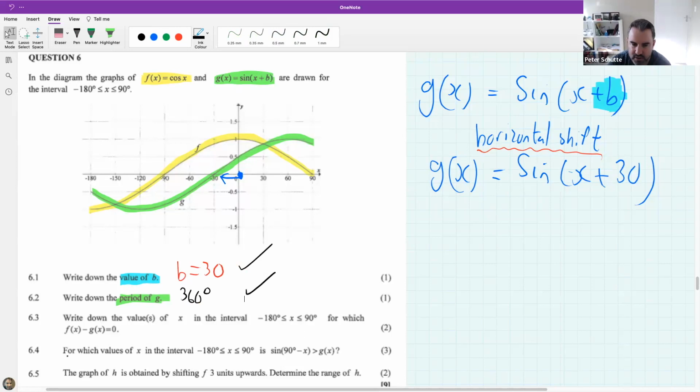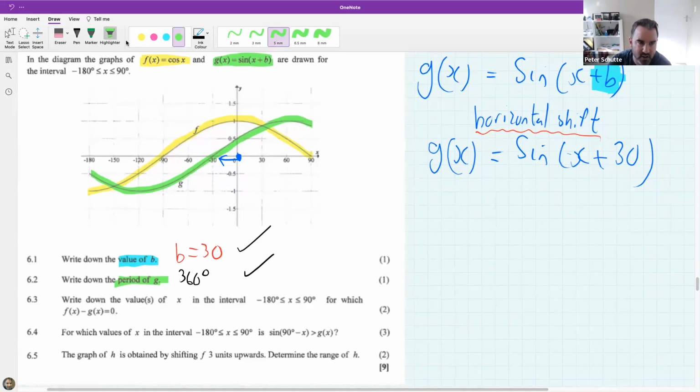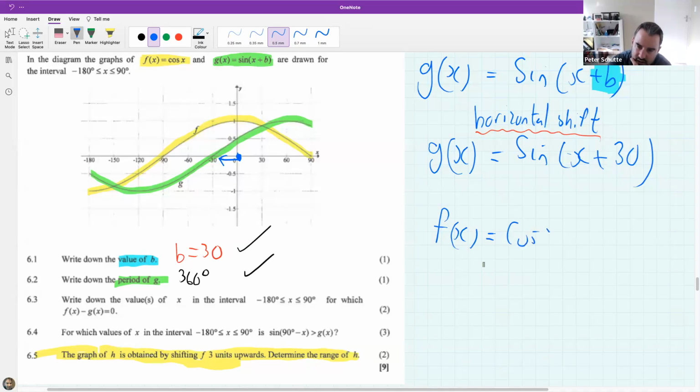I'm going to come back to 6.3 and 6.4. But before I get to those, I want to look at 6.5. So 6.5 says the graph of h is obtained by shifting f 3 units upwards. So f at the moment is f of x equals cos x. I want you to write down what you think the equation is for h of x, which is obtained from f.